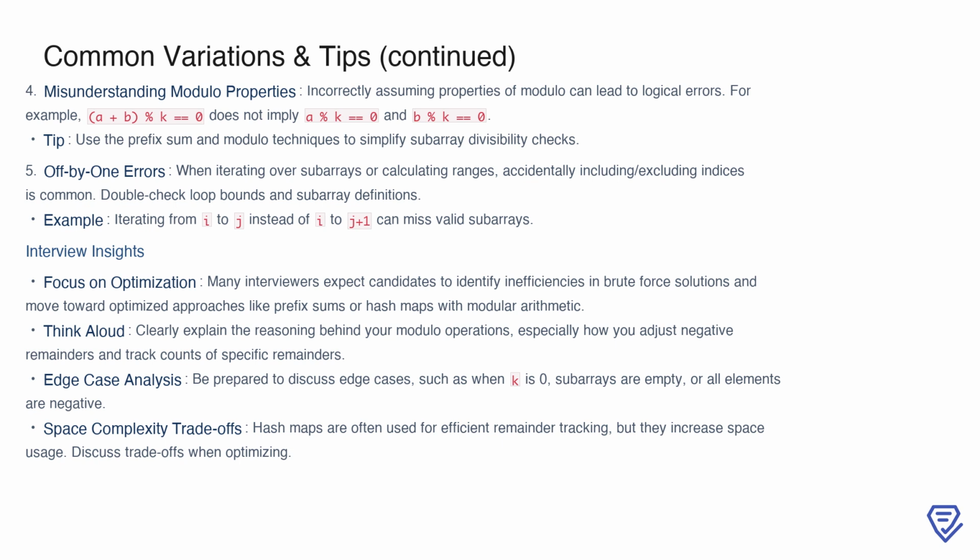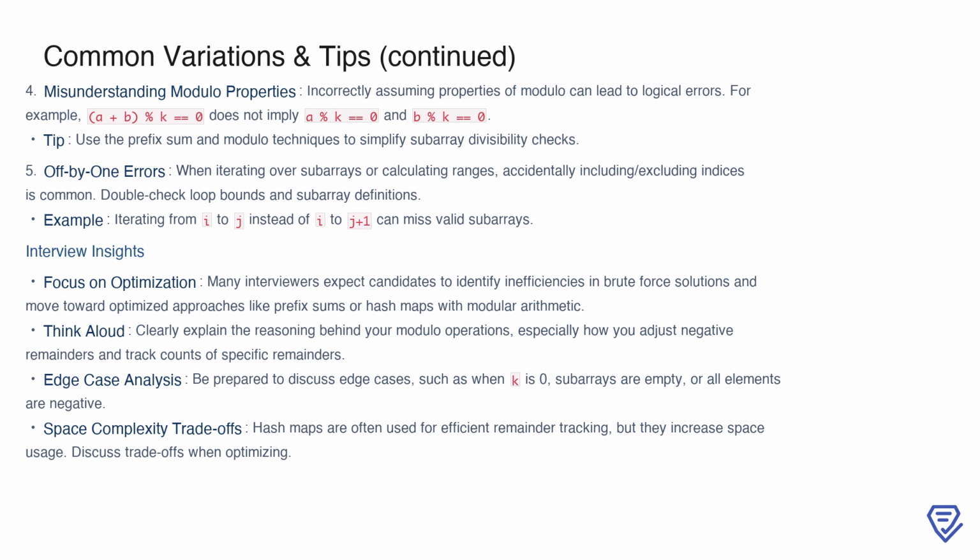Additionally, off-by-one errors are a common source of bugs. When iterating over subarrays or defining ranges, it's easy to accidentally include or exclude indices incorrectly. For instance, iterating from i to j instead of i to j plus 1 could lead to missing valid subarrays.